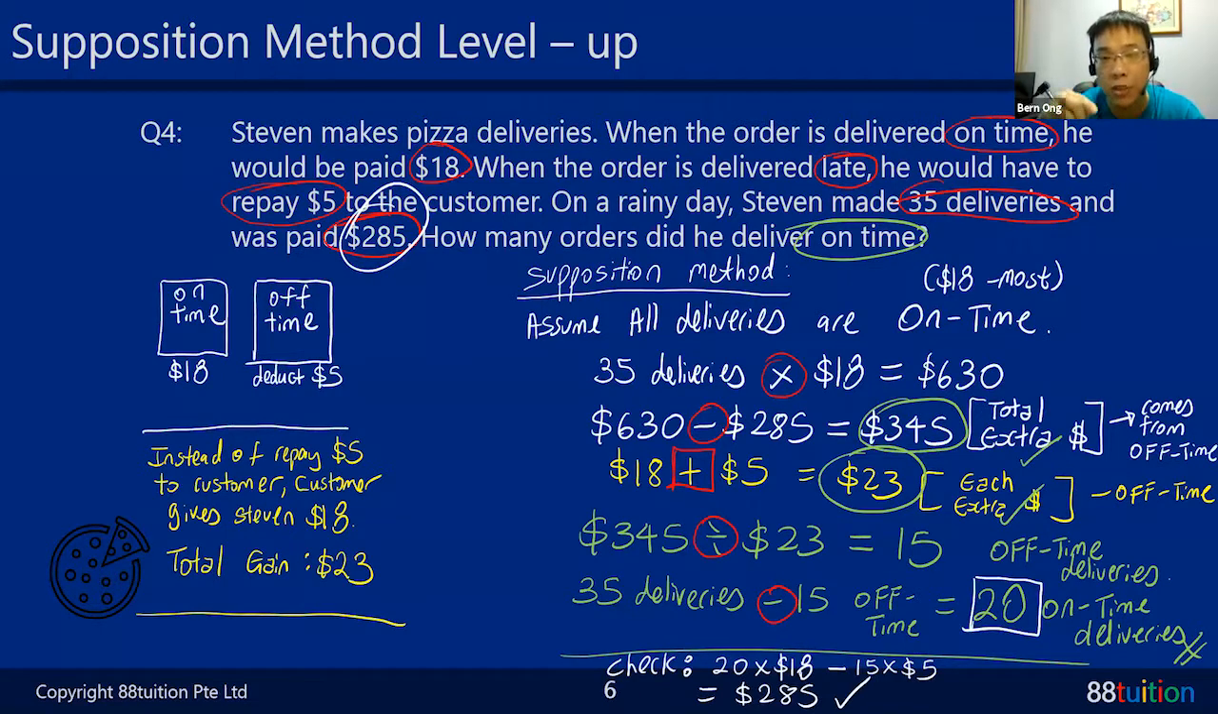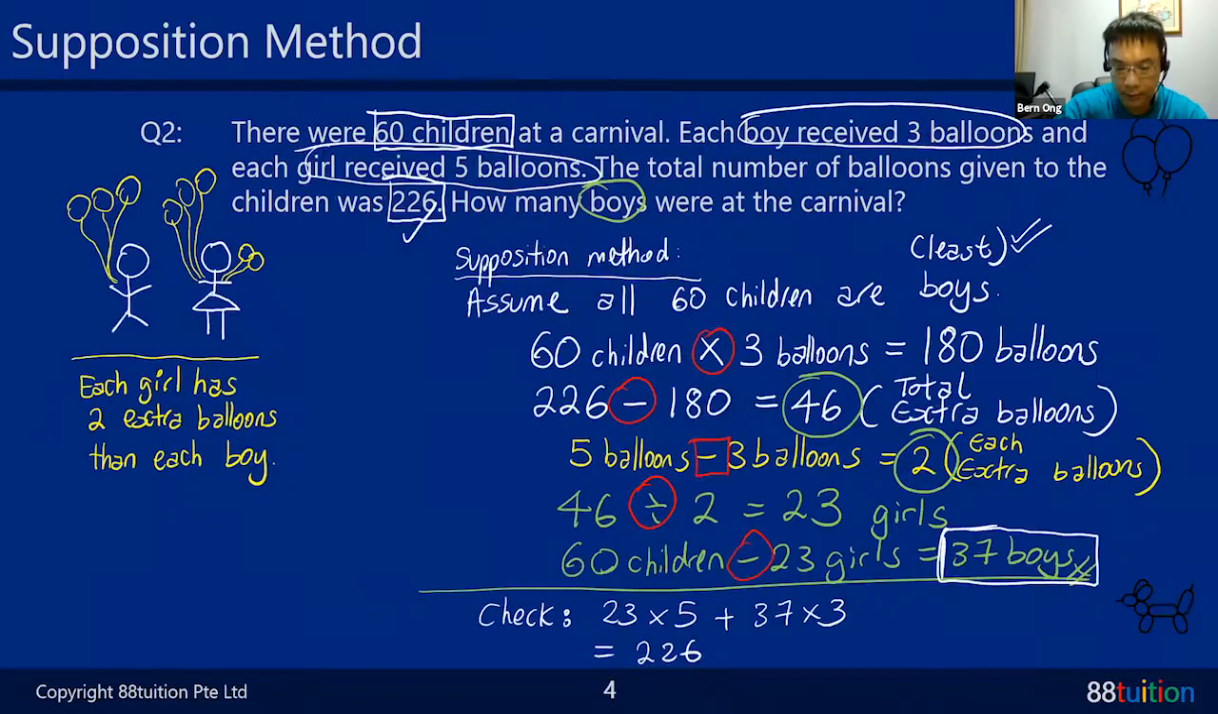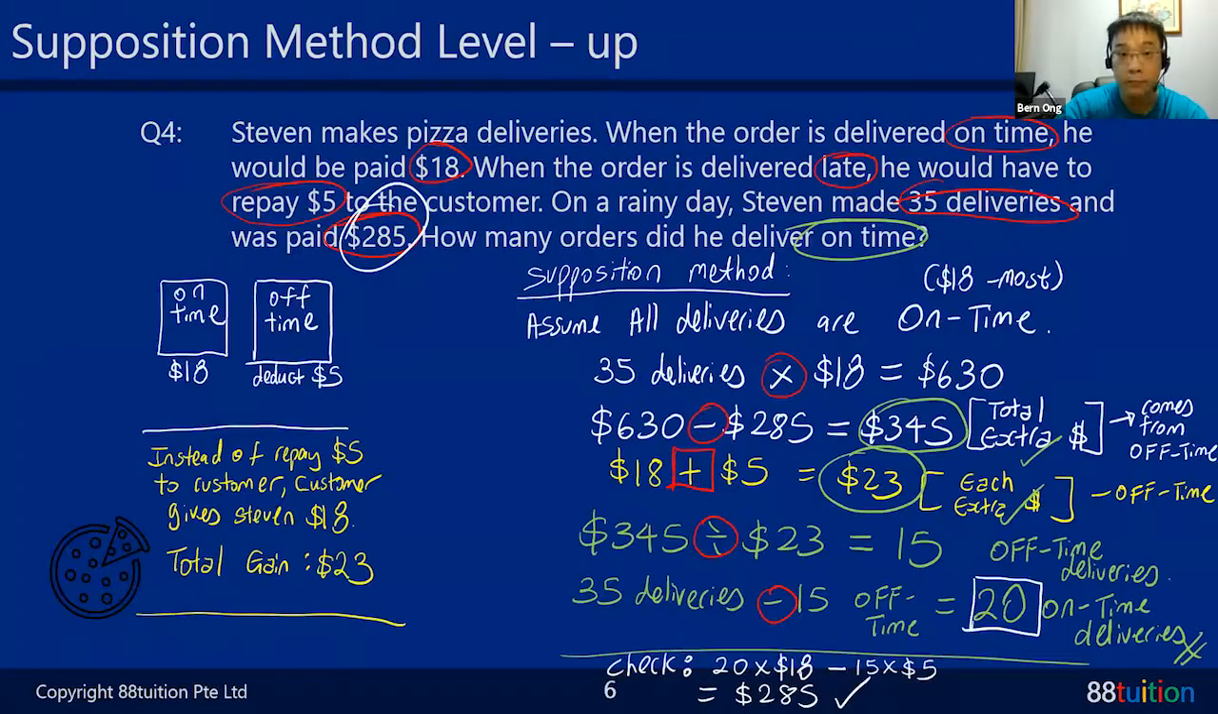That's why I call this supposition level up. All right, it's a slight difference only. Okay, so down here, can you see or not? The steps are the same. Appreciate the steps, and appreciate the explanation. So you must know what this number means, what that number means also.